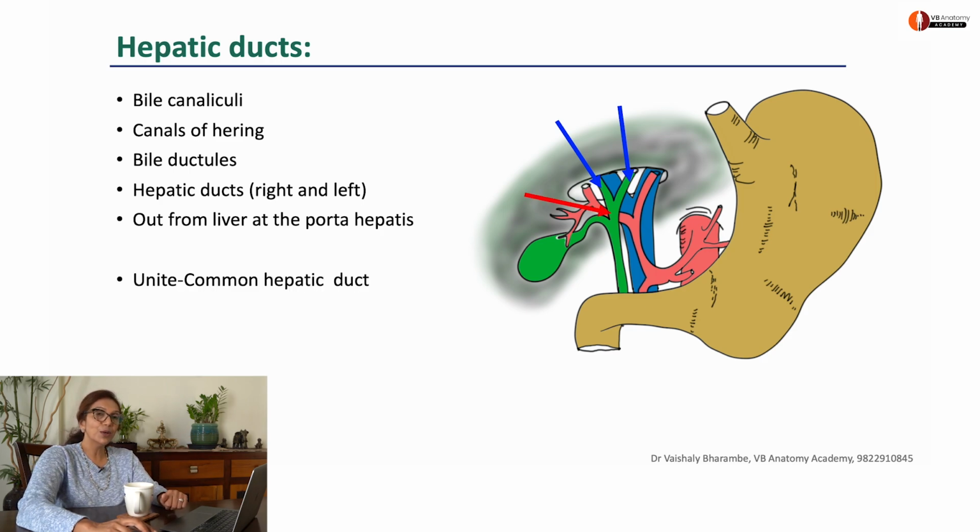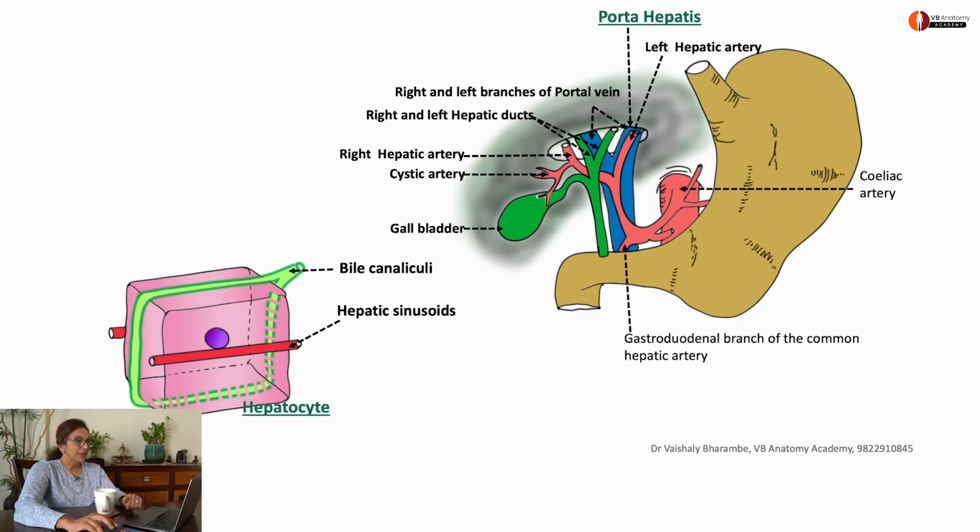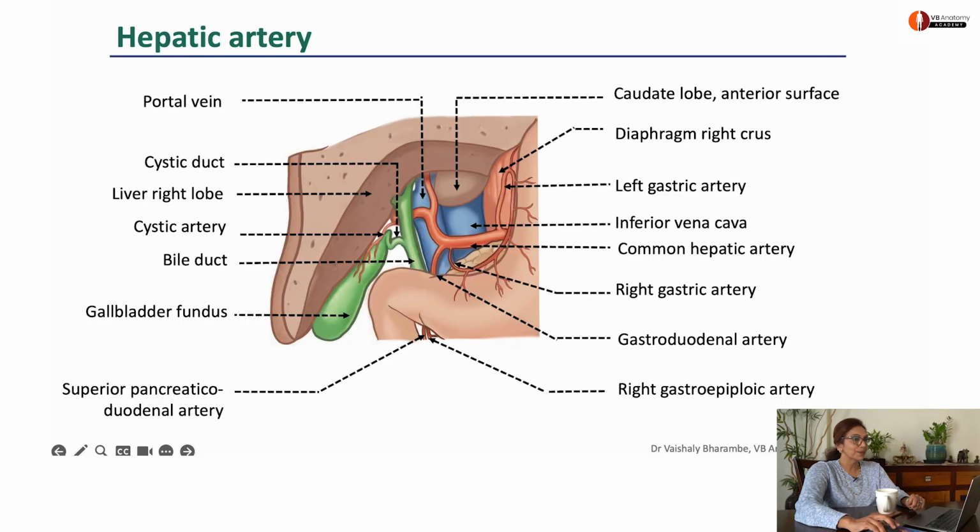They unite to form a common hepatic duct. This meets with the cystic duct to form the common bile duct. This is the hepatocyte surrounded by bile canaliculi, which is the beginning of the biliary secretion.